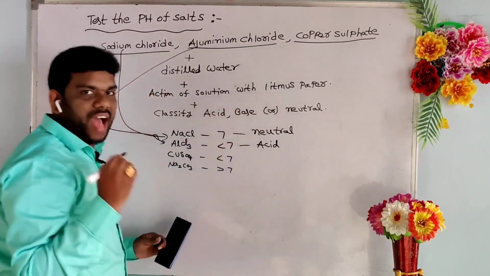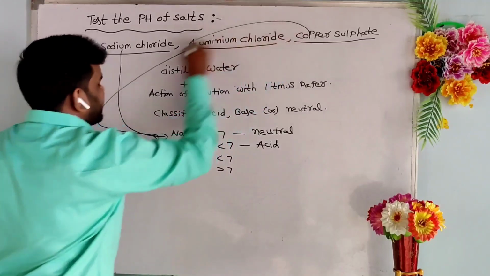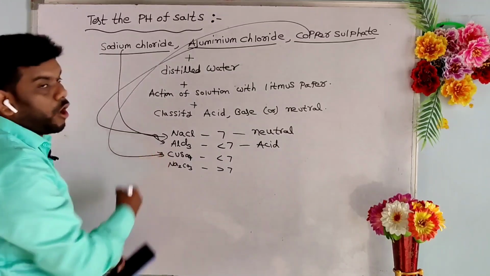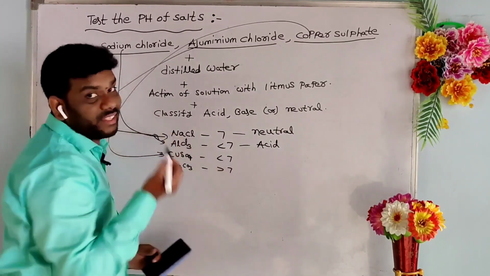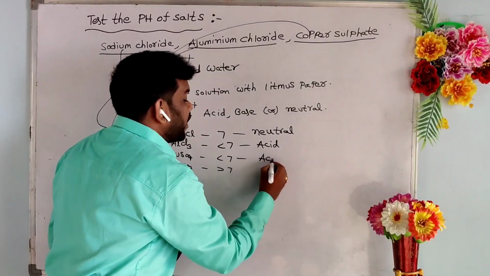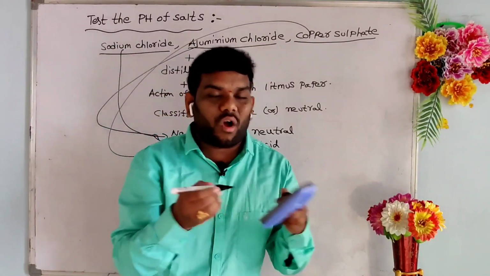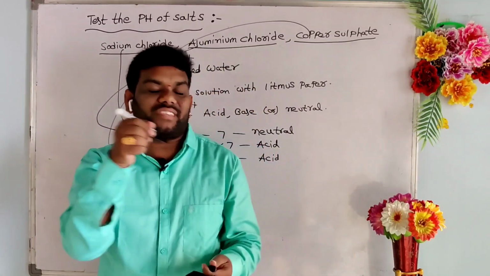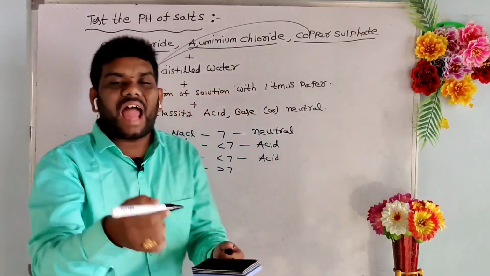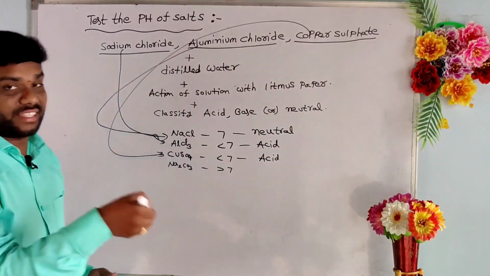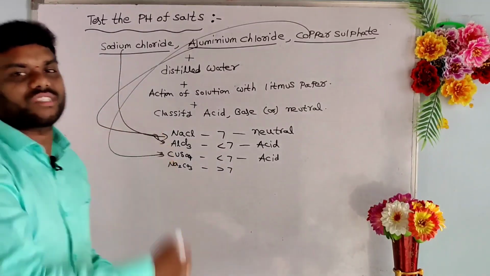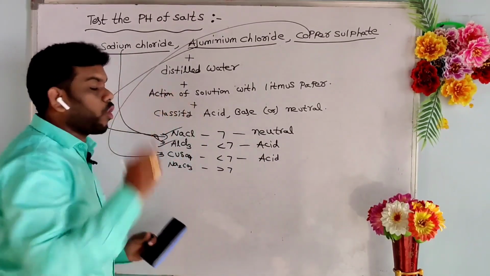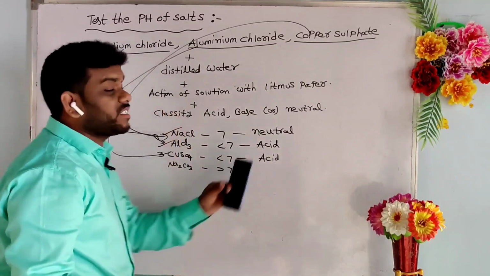Yeah, this is called acid. And copper sulfate, I will take copper sulfate. Using the pH paper, I have a value less than 7 also. So this copper sulfate is also acid. When you put the pH paper in that solution, immediately you will identify the value. Less than 7 means acid, equal to 7 means neutral. So sodium chloride is neutral in nature, aluminum chloride is acidic in nature, copper sulfate is acidic in nature.